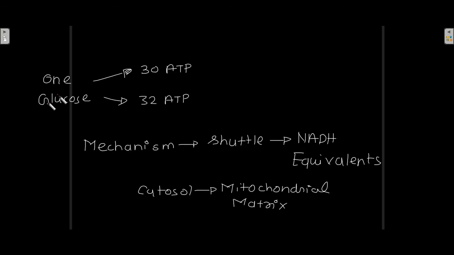Now, one glucose molecule can either yield 30 ATPs or 32 ATPs, and this number depends upon the mechanism by which there is shuttling of NADH equivalents from the cytosol to the mitochondrial matrix. How do you shuttle the NADH from the cytosol into the mitochondrial matrix? On that mechanism, the total number of ATP molecules generated from one glucose molecule depends. It could be either 30 or 32.